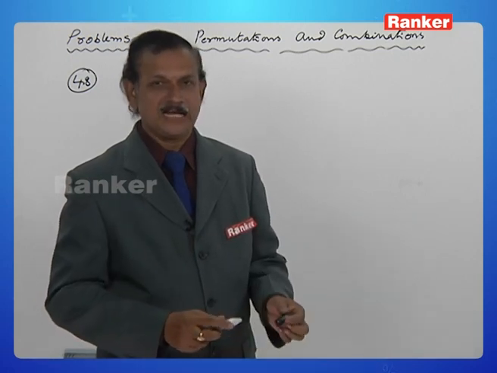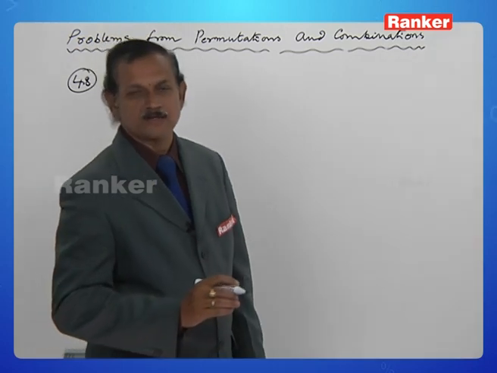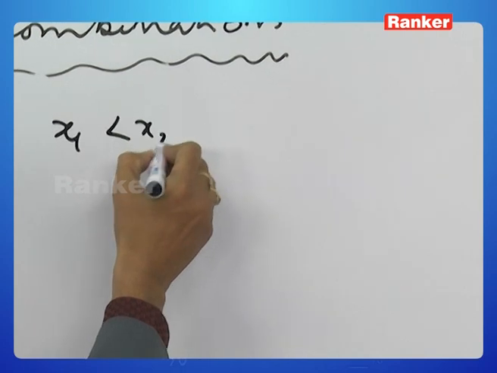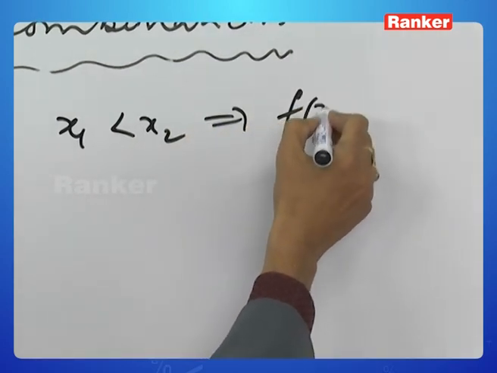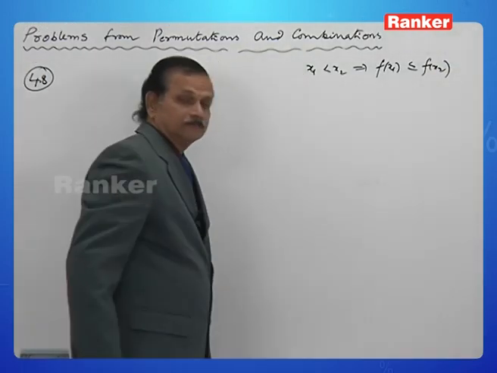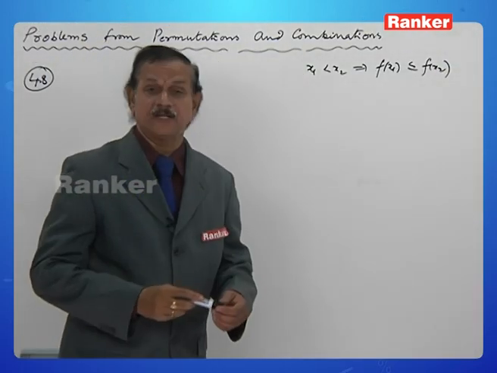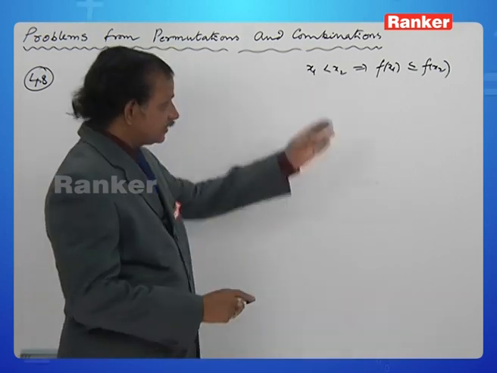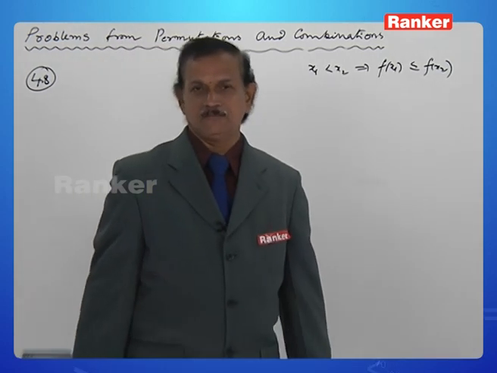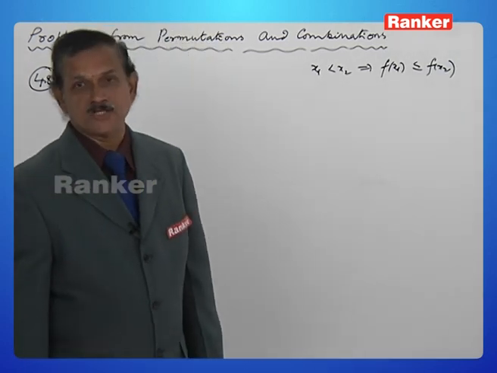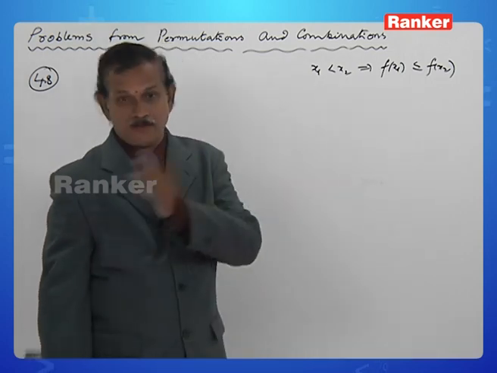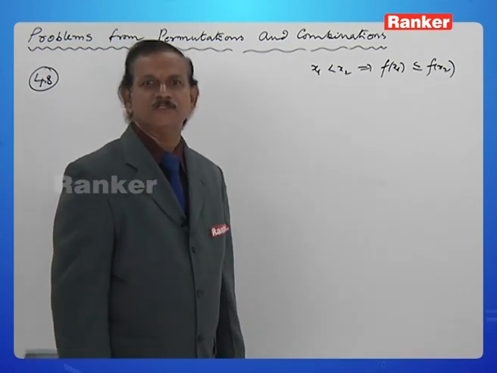Let us recollect the definition of a non-decreasing function. x1 less than x2 implies f of x1 less than or equal to f of x2 for all x1, x2 in the domain of the function. If that happens, then we say that it is a non-decreasing function. Here, the peculiarity of the problem is the domain contains 3 elements and the codomain contains 8 elements.